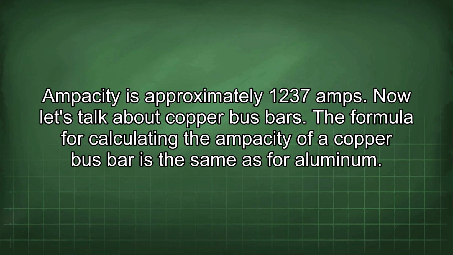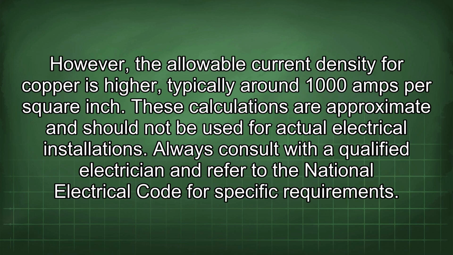Now let's talk about copper bus bars. The formula for calculating the ampacity of a copper bus bar is the same as for aluminum. However, the allowable current density for copper is higher, typically around 1000 amps per square inch. These calculations are approximate and should not be used for actual electrical installations. Always consult with a qualified electrician and refer to the National Electrical Code for specific requirements.